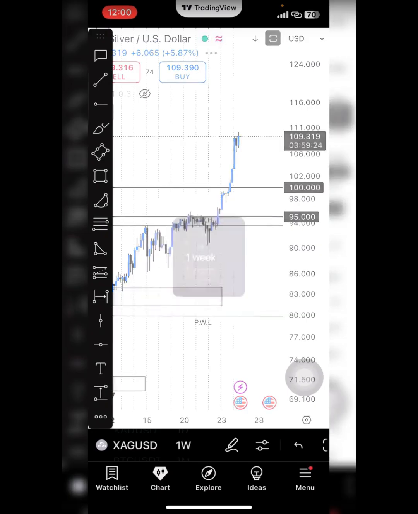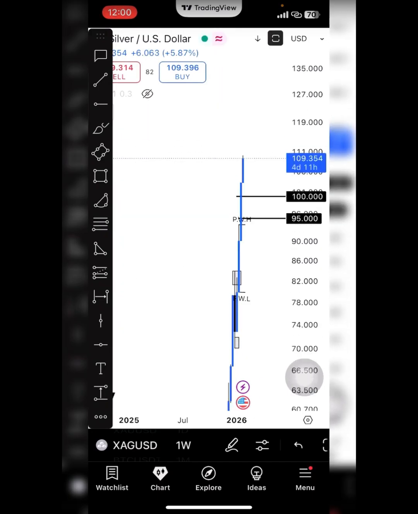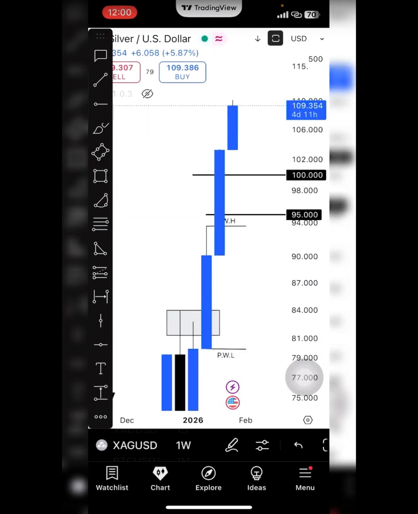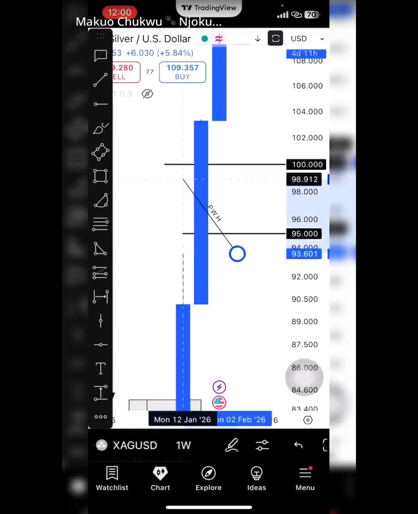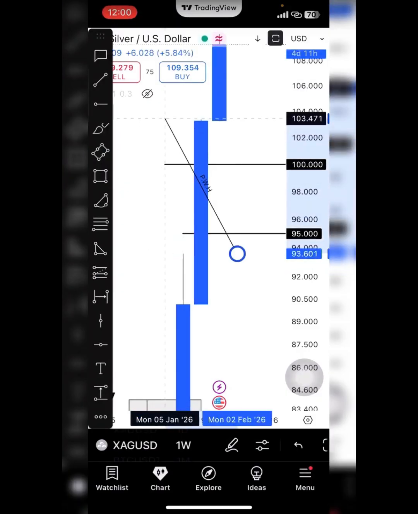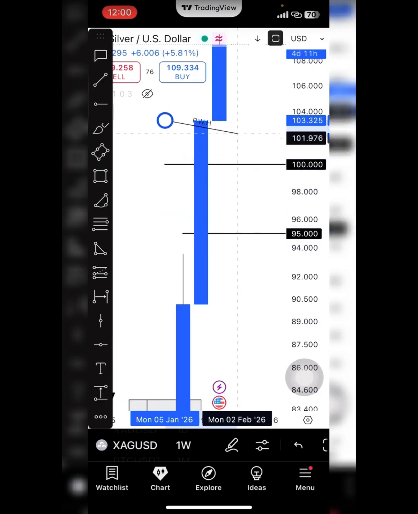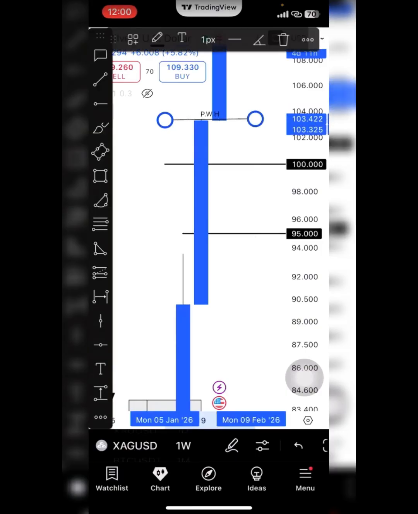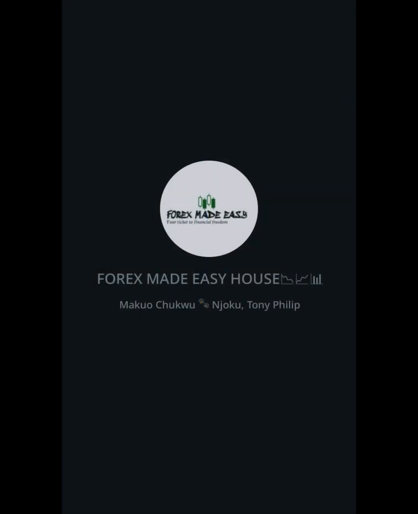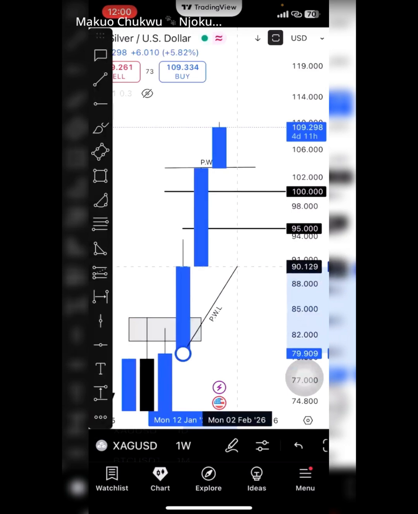We go to the weekly time frame, mark out the previous week high and previous week low. This is the previous week high over here. Then we mark out the previous week low. This is the previous week low over here.